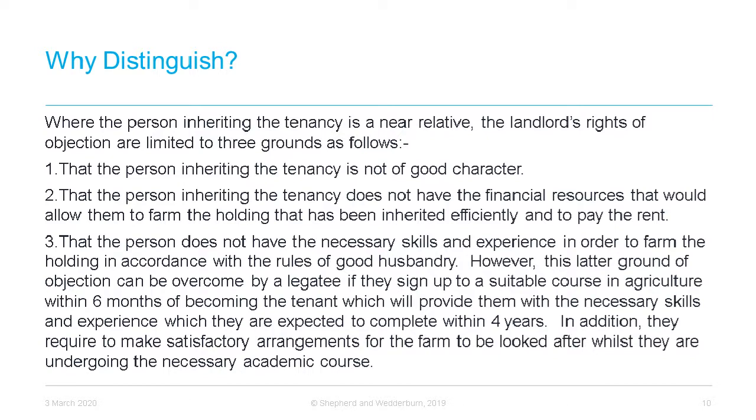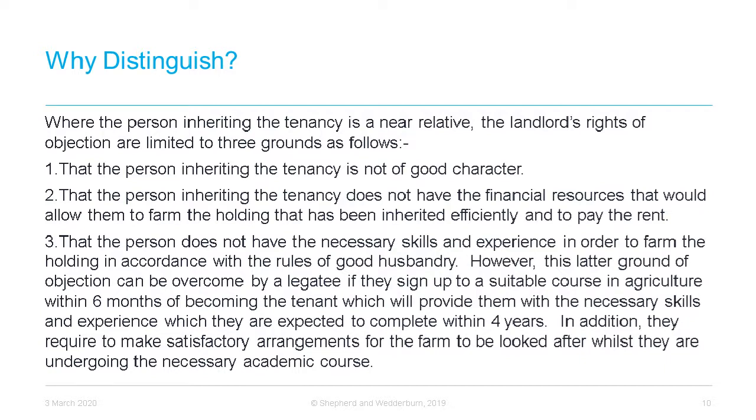What do we mean by that? An alcoholic might not be a suitable person to obtain the tenancy. Someone who has been convicted of a serious criminal offence, or perhaps a serious offence of dishonesty, would not be a person of good character. Second ground of objection is that the person inheriting the tenancy does not have the financial resources that would allow them to farm the holding that has been inherited efficiently and to pay the rent.